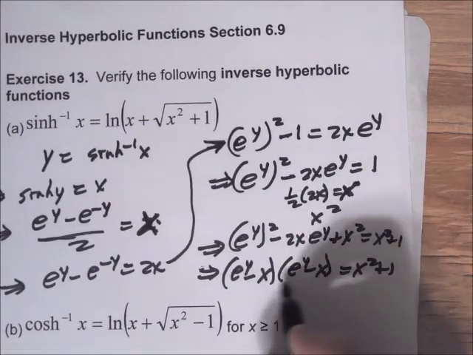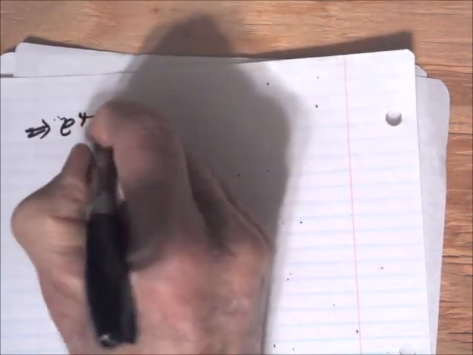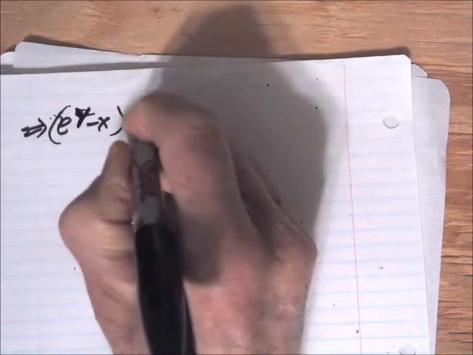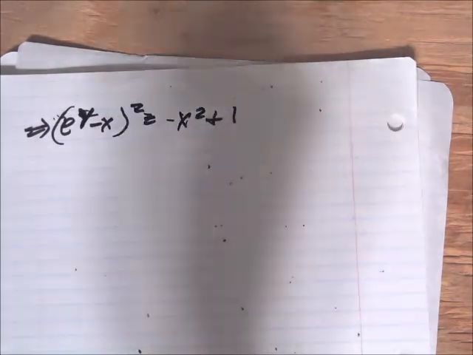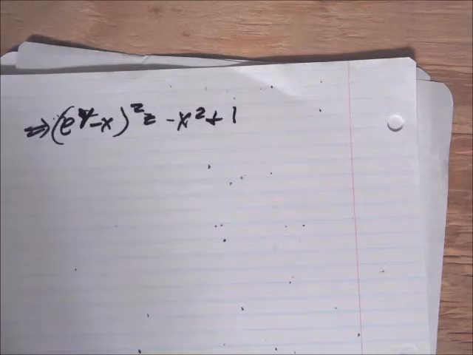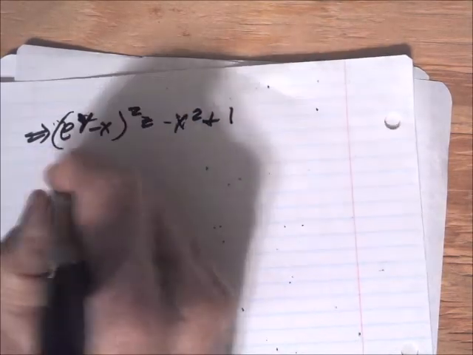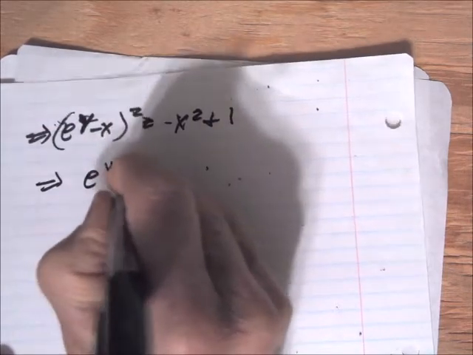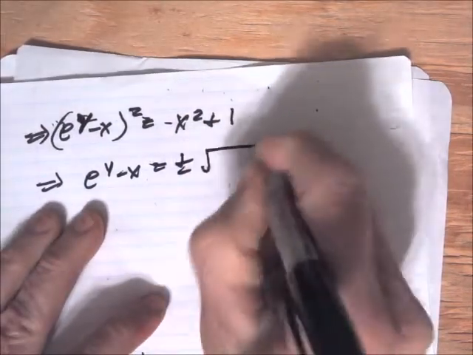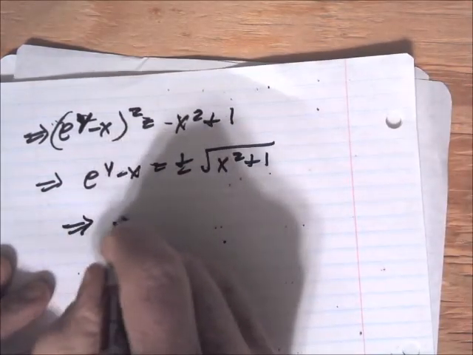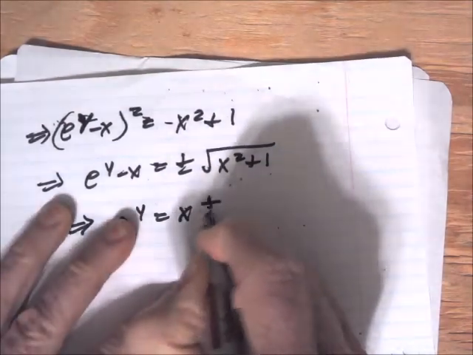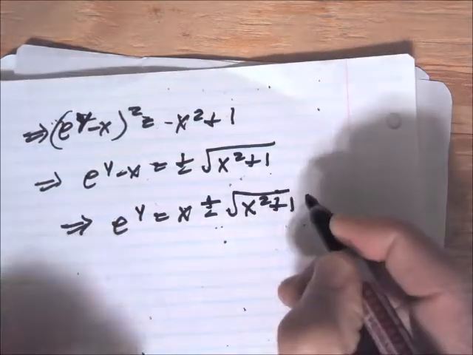We can write it more compactly as e to the y minus x quantity squared is equal to x squared plus 1. And then we take the square root, so that'll give us e to the y minus x is plus or minus the square root of x squared plus 1. And then add x to both sides, we get e to the y is equal to x plus or minus the square root of x squared plus 1.